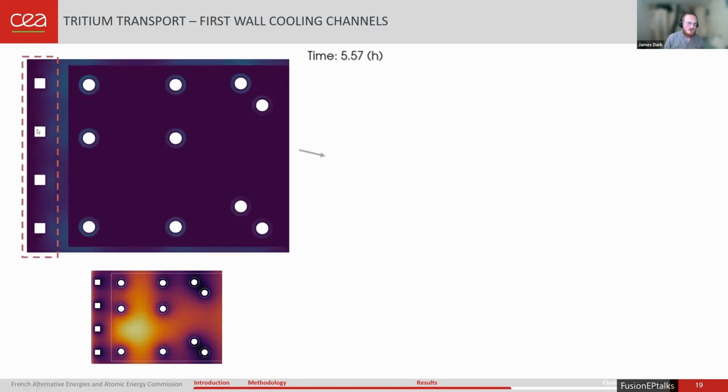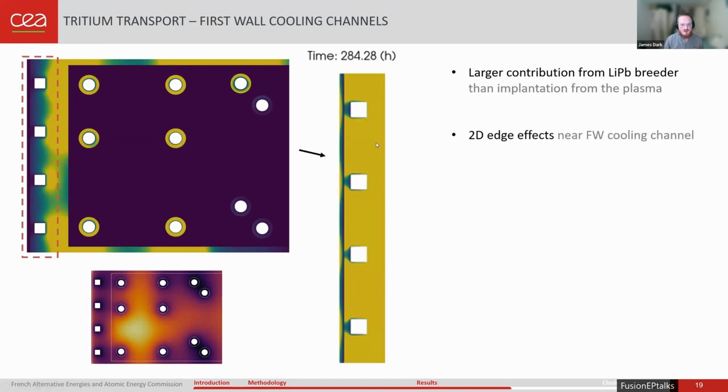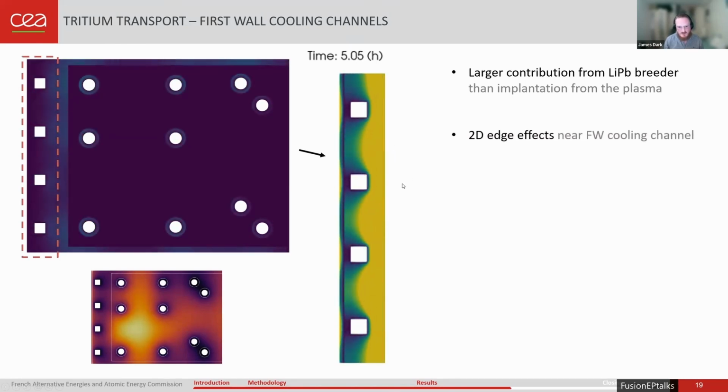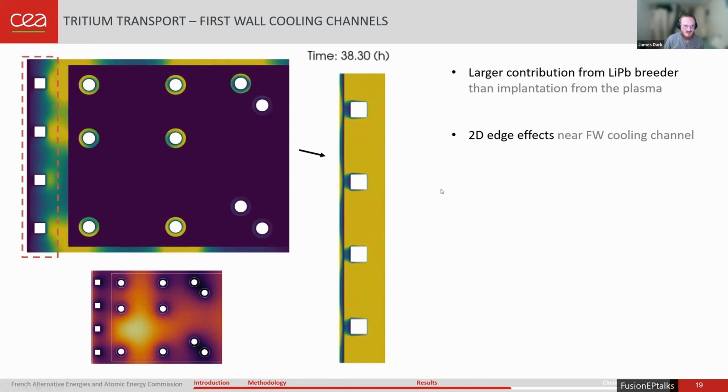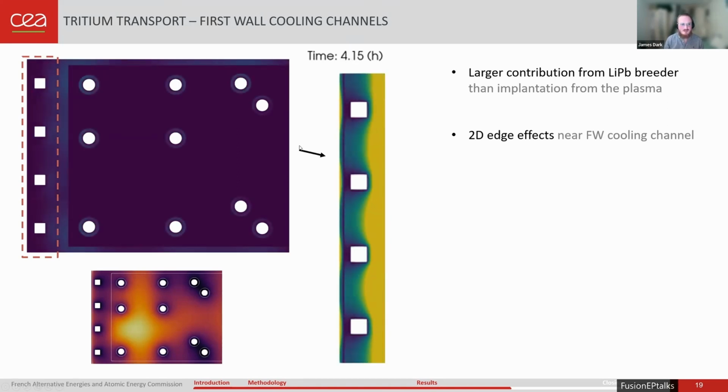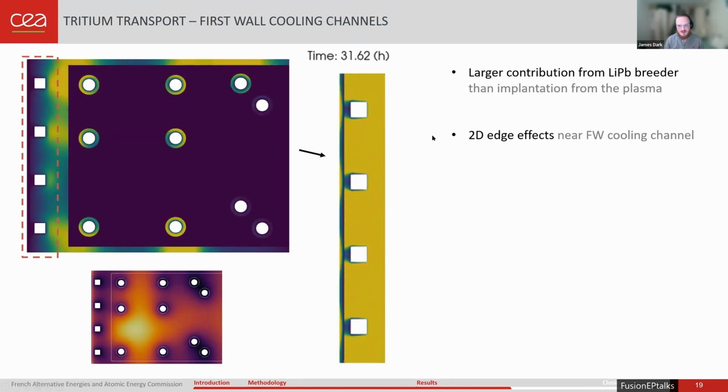But what's also interesting is that when we blow up this initial front wall, we blow up the colors even more, we can see, looking at the hydrogen that's coming from the plasma and what's coming from the breeder, that the flow of tritium going into our cooling channels at the front is completely dominated by the tritium coming in from our breeder.